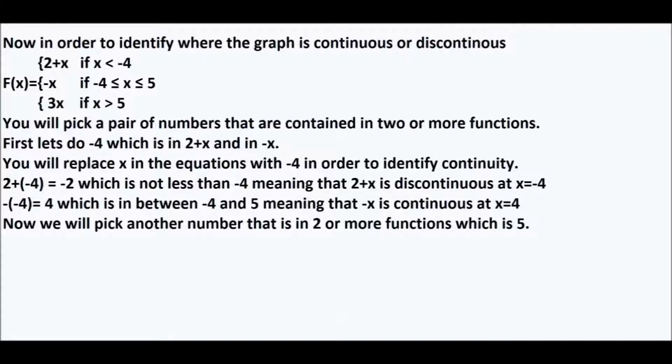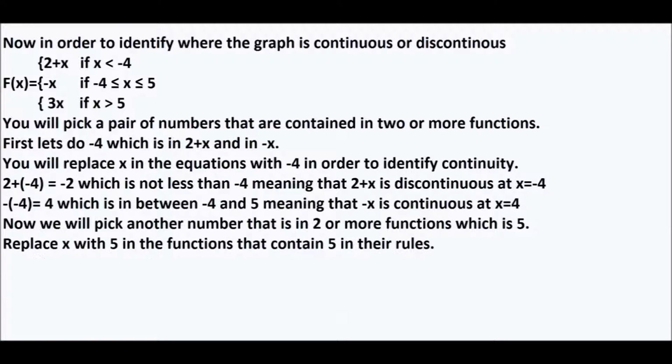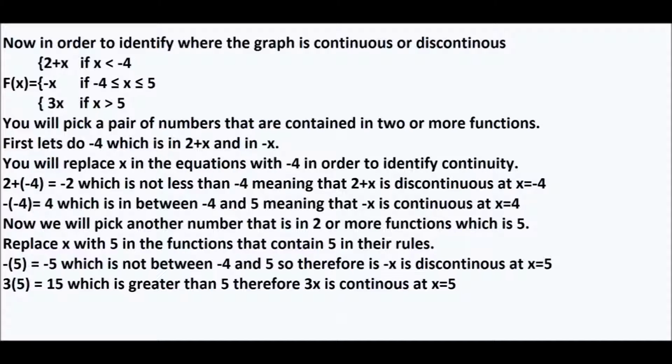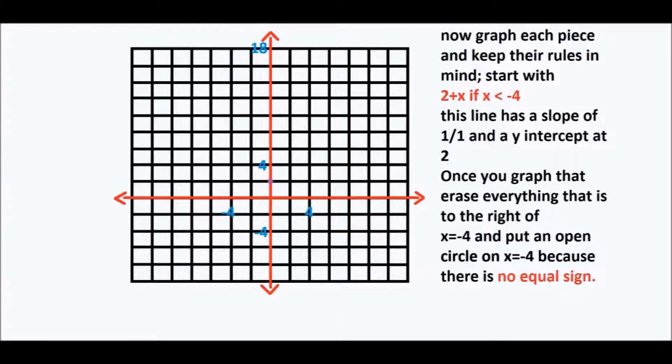Now we will pick another number that is in 2 or more functions, which is 5. Replace x with 5 in the functions that contain 5 in the rule. Negative 5 equals negative 5, which is not between negative 4 and 5, so therefore negative x is discontinuous at x equals 5. 3 times 5 is 15, which is greater than 5, therefore 3x is continuous at x equals 5. Now graph each piece and keep the rules in mind.